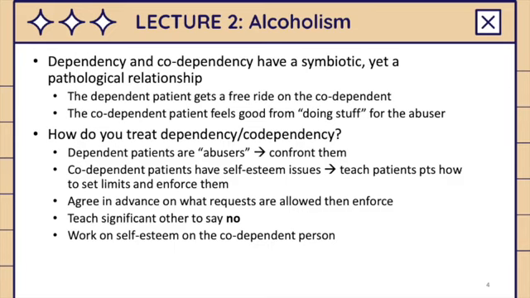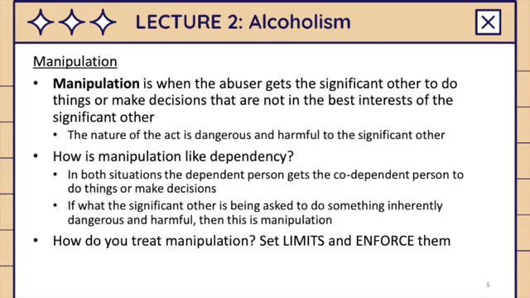Okay, turn the page. Let's talk about manipulation. What's the definition of manipulation? It's when the abuser gets the significant other to do things for him or her that are not in the best interest of the significant other. The nature of the act is dangerous or harmful. What goes in the blanks is interest and harmful.